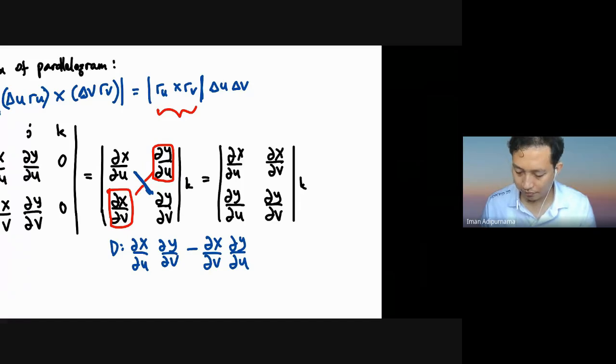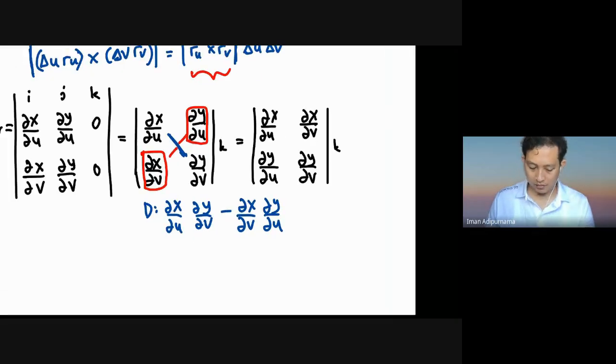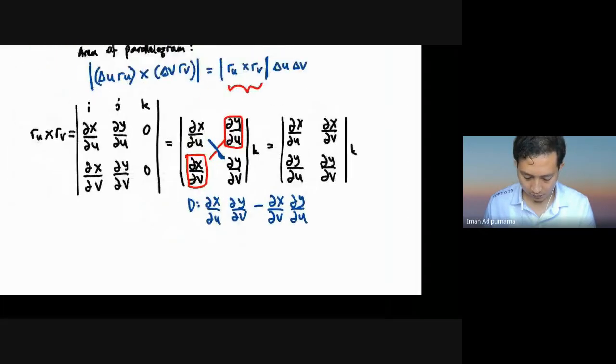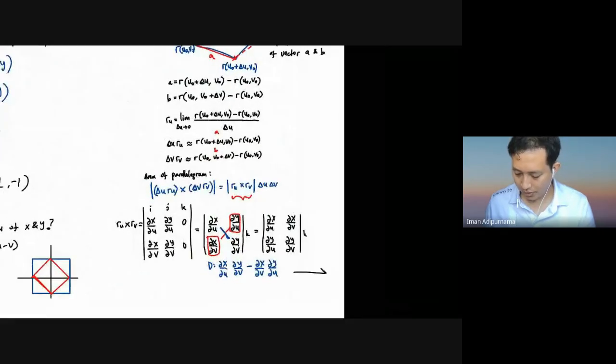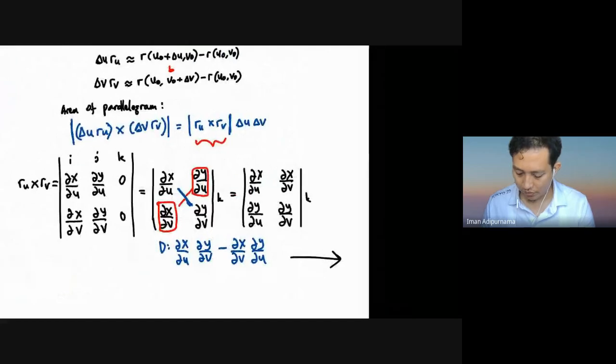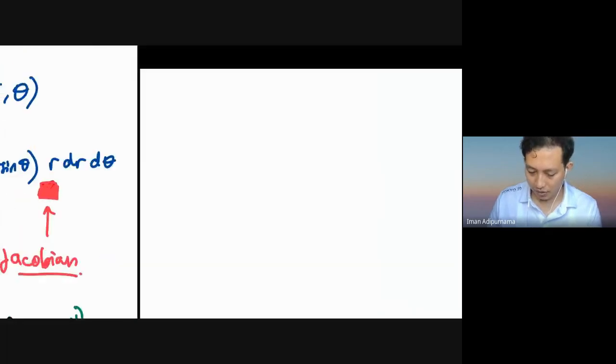So notice that if you write like this, you will have x, x, right? y, y, and then u, v, u, v. Okay, let me write the conclusions in the next slide. Okay. So this is the determinant, and the determinant is actually the Jacobian. Okay, let me write in a new page.